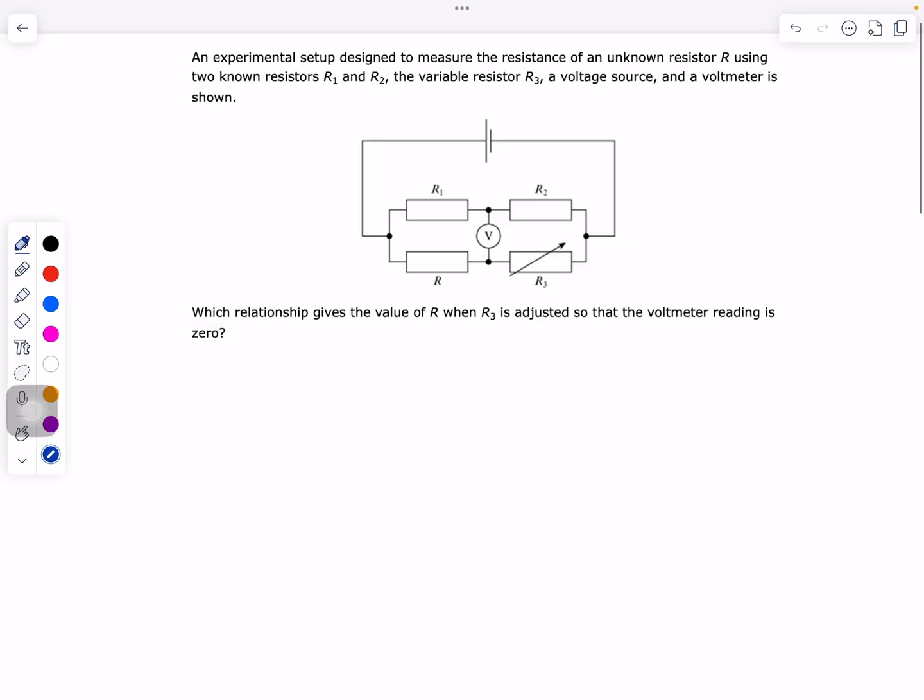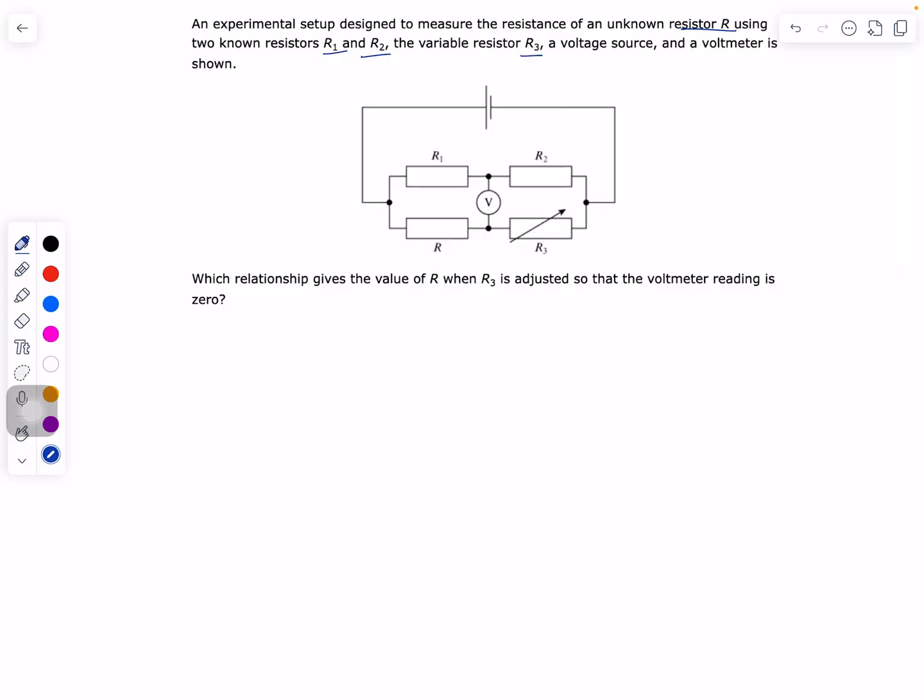Okay, so let's do this problem. It's telling us an experimental setup designed to measure the resistance of an unknown resistor R using two known resistors R1 and R2, the variable resistor R3, and a voltage source and a voltmeter is shown. Okay, so we have this formation here. So which relationship gives a value of R when R3 is adjusted so that the voltmeter reading is 0?